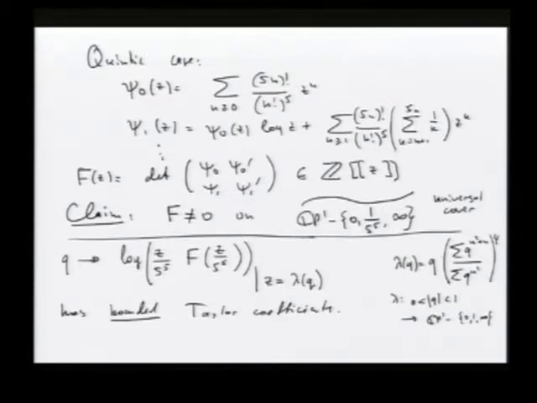Then I calculate the Wronskian determinant of these two solutions and get a multi-valued function. The claim is that this multi-valued function on the universal cover never vanishes. That's what this prediction says.